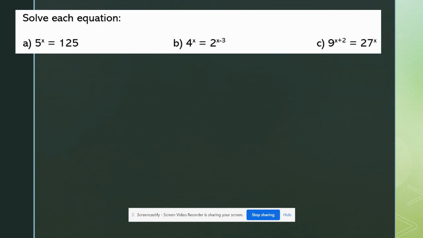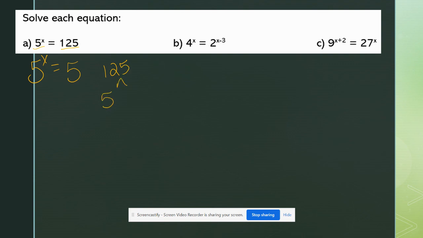This next set of examples, we no longer have like bases. 5 and 125 are not the same. Well, I want to make them same bases. I can't break 5 down any further. So we say, can I make 125 into 5 to some exponent? Well, let's try it.